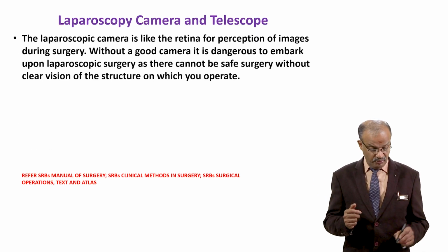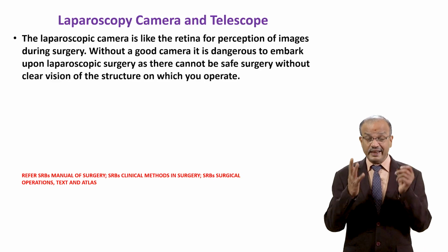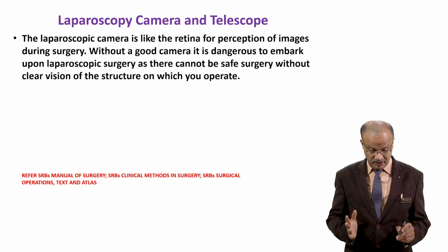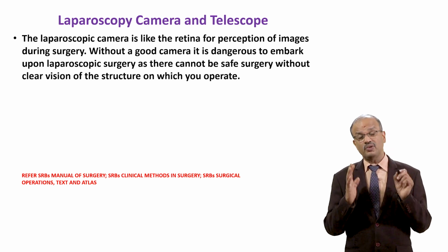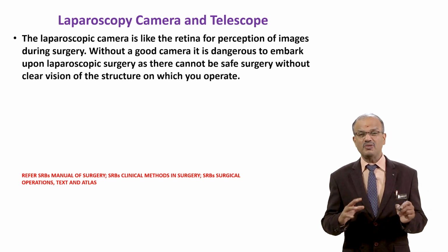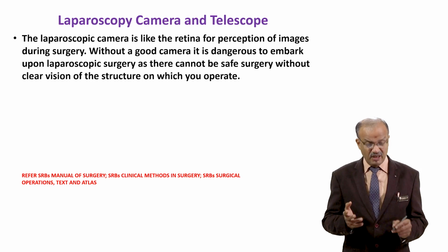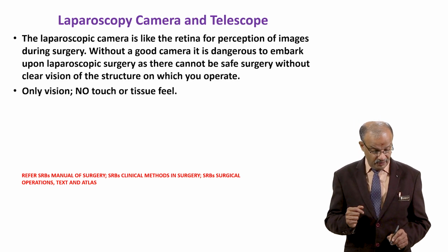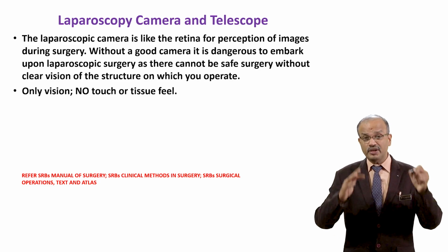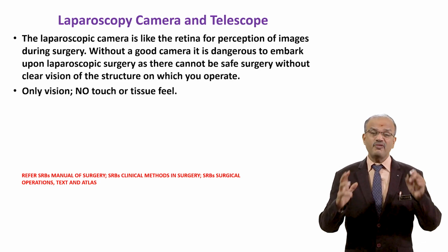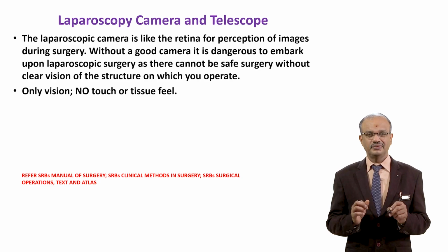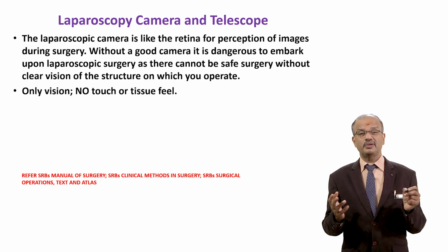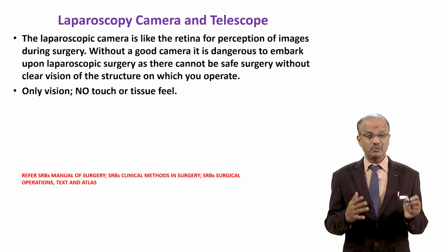So camera and telescope. This is like a retina for the surgeon, perception of the images. You should have very clear images. That's the most important. Unless there is a good camera, high definition, you won't be able to go ahead with the proper surgery. You may be able to do basic surgery. In spite of that, camera is the most important thing. Remember, your decision, your work, everything is only by vision, not by touch. Unlike in open surgery, where touch is a very important, essential part to take the decision, here it is only vision.